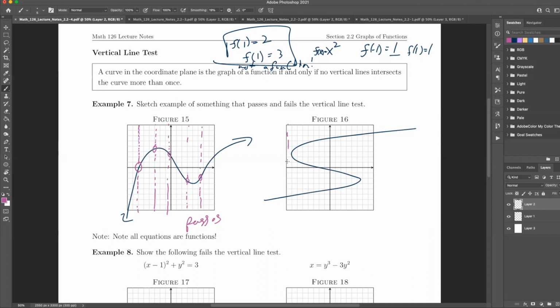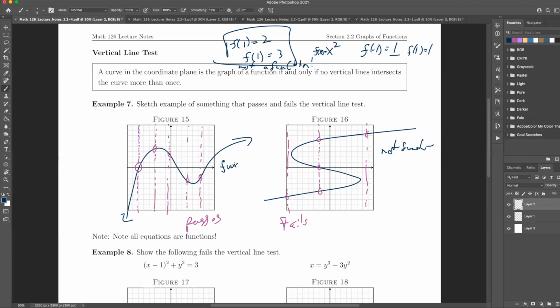So here, if I draw a vertical line here, sure it passes, right? And here, if I draw a vertical line over here, sure it passes, right? But here, if I draw a vertical line right here, I intersect it once, intersect it twice, and intersect it a few times. So this fails, right? And so notice, this is not a function, and this is a function, at least as far as we've tested it.